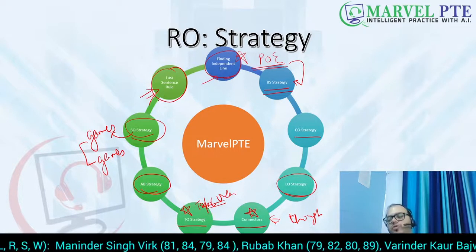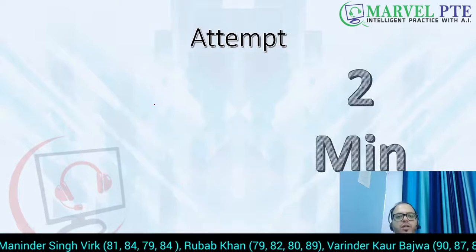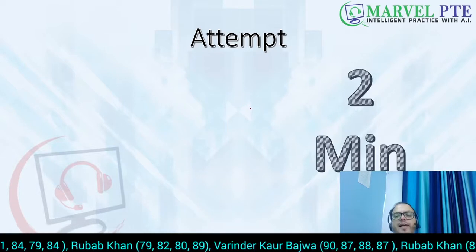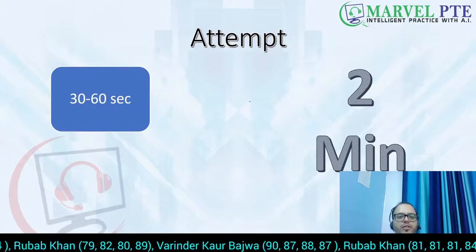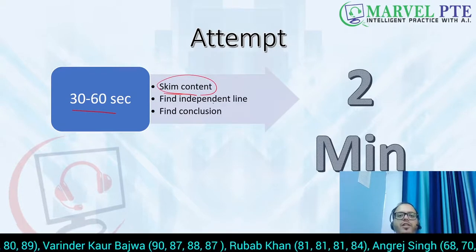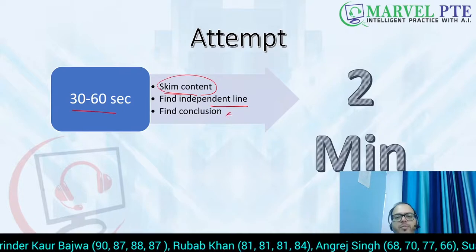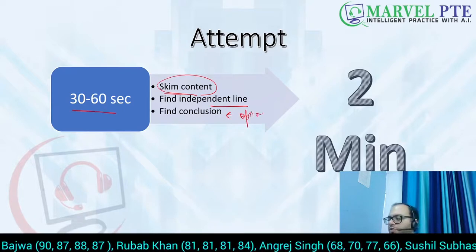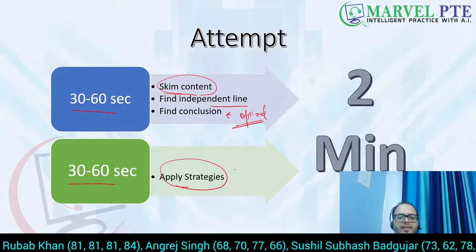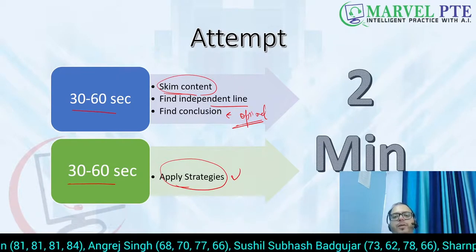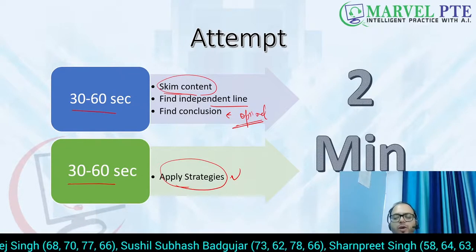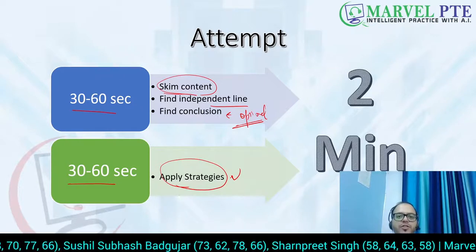So these are the rules, these are the strategies which you need to learn, and you just have 2 minutes to solve your reorder paragraphs, and you need to plan for these 2 minutes also. So in first 30 to 60 seconds, you are going to skim the content. Then you have to find the independent line. And remember, finding concluding line is always going to be optional. In next 30 to 60 seconds, you have to apply the strategies the way you have seen me doing the strategy application so that we can make the pair. Only then you are able to solve your reorder paragraphs within 2 minutes.